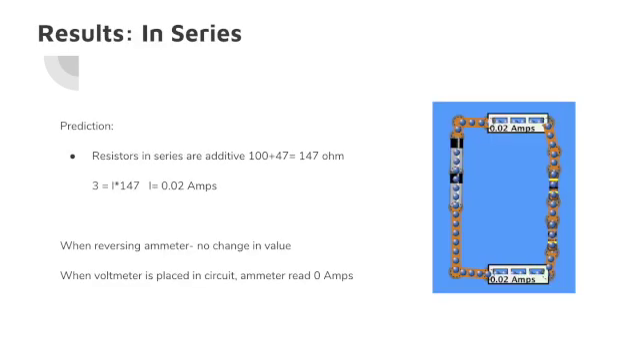So for the in-series circuit, I first started with a prediction, and I calculated the current to be 0.02 amps through the application of Ohm's law, which you can see in my image was what I got through experimentally determining the current in the circuit. And then when I reversed the ammeter, there was no change in value. And when the voltmeter was placed in the circuit, my ammeter read 0 amps.